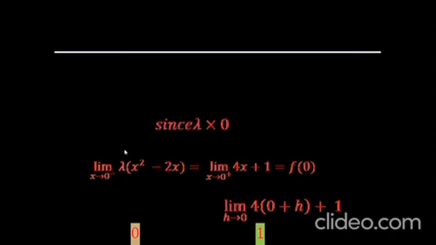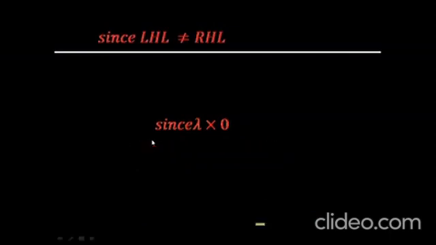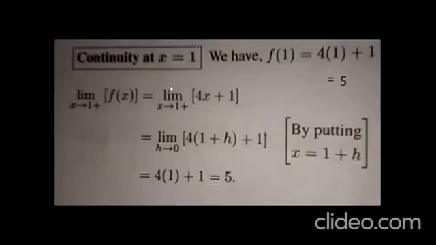That's why lambda is multiplied with the 0 value. So we can say it is discontinuous. Lambda may have any value, and we can write the function is discontinuous because the left hand limit is not equal to the right hand limit, whatever the value of lambda. Now we have to find the continuity of the same function at x equal to 1.